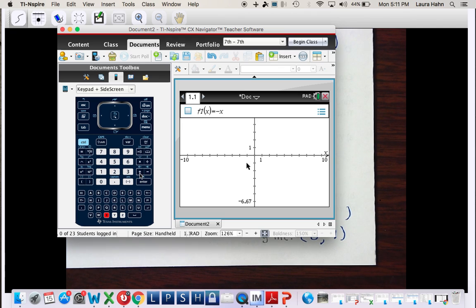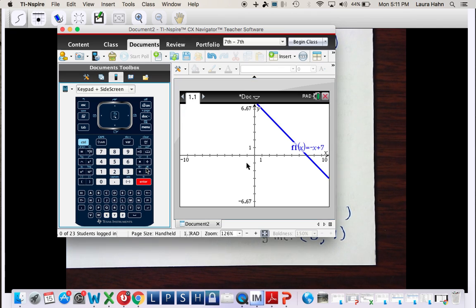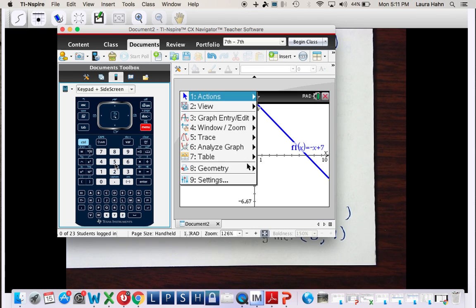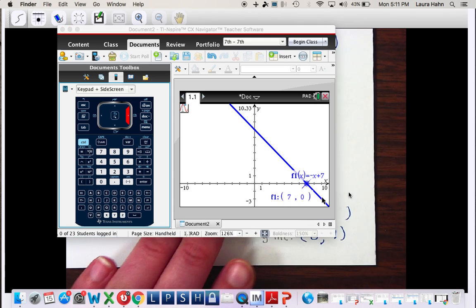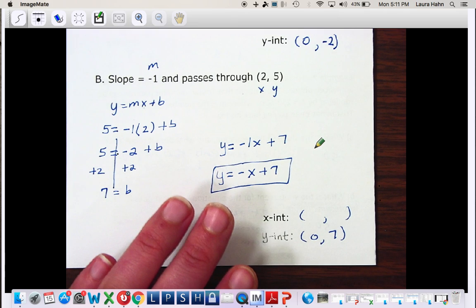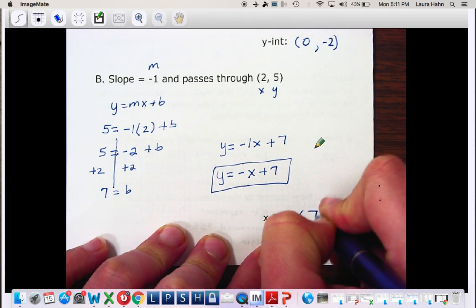-x plus 7. Trace, which is menu 5-1. Notice it pops up right away on your y-intercept. That should match what we wrote down. The x-intercept is right here on the x-axis, so I'm going to use this arrow key until I get over there. Remember, the word 0 will pop up because 0 and x-intercept are the same thing. Boom, I'm there. So 7, 0.